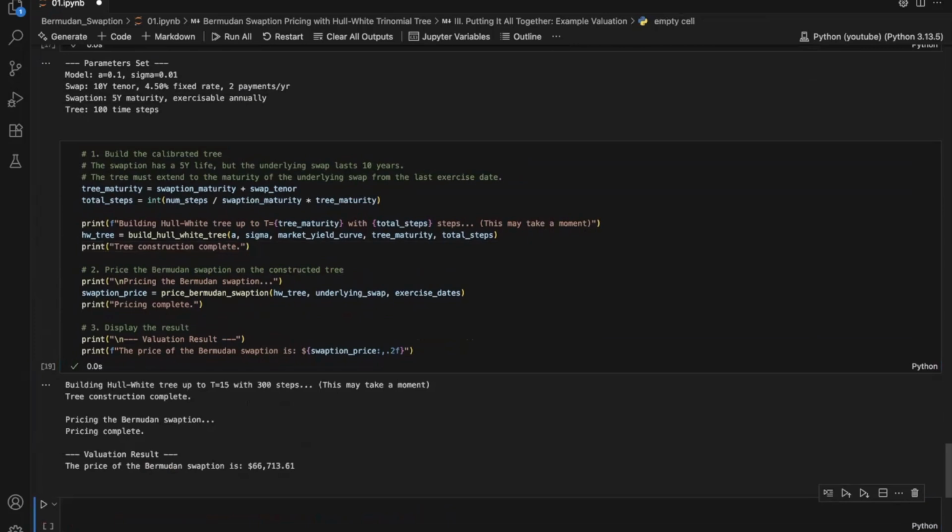The model calculates the price of this specific Bermudan swaption to be $66,713.61. In summary, we have successfully priced a complex early exercisable derivative.